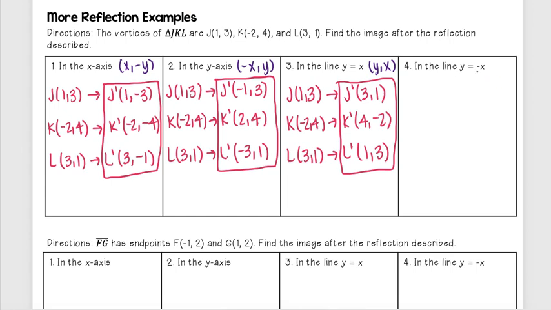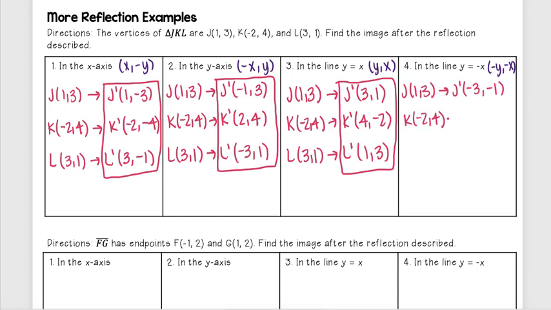And then for this very last one, I want to reflect in the line y equals negative x, and that rule is going to be the exact opposite of my y equals x. Now I'm going to have negative y, negative x. So I'm going to flip-flop my coordinates, and then I'm going to take the opposite sign. So for J, 1, 3, J prime, I'm going to flip-flop, so I'm going to have 3, 1, but then I want to take the opposite sign, and since these are both positive, now they're going to become both negative.